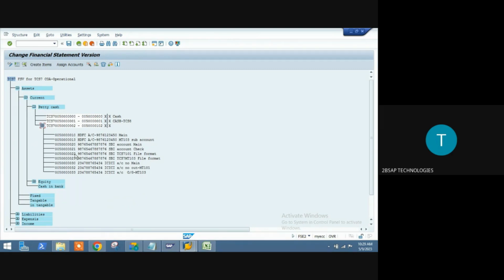T7, we are creating all those GL accounts in foreground. By default, it is getting updated to your financial statement version.